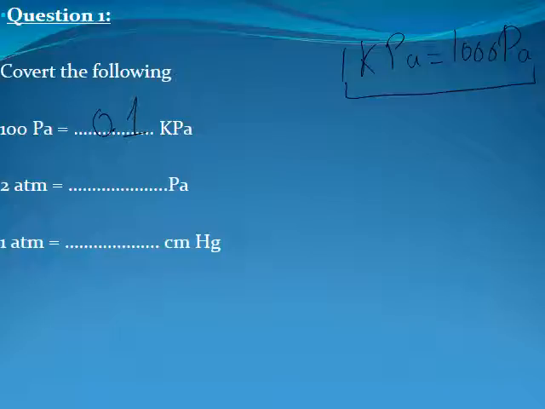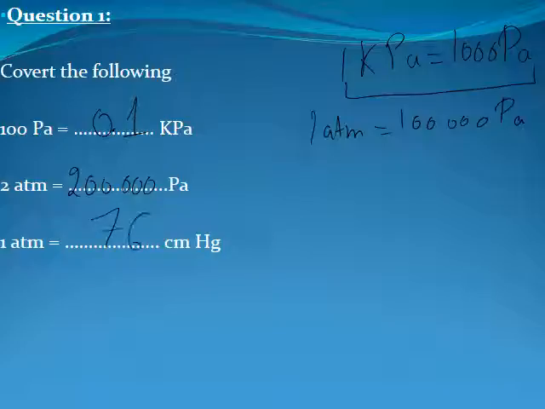Okay, 2 atmosphere. Hamad Hassan, 2 atmosphere equal how much in pascal? 100,000. Okay, since 1 atmosphere it's equal to 100,000 pascal, so 2 atmosphere is equal to 200,000 pascal.